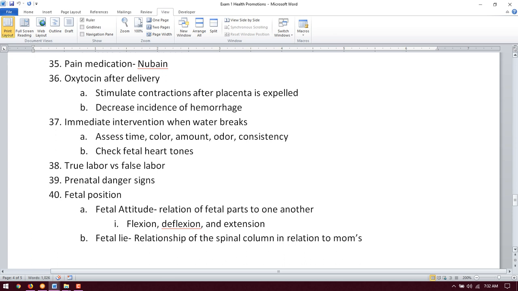epidural. Review the pain medications, the Nubains, the Stadols, the fentanyl. Know when to give it. Remember last night I said that you do not want to give Nubain anytime after 8 centimeters, 8-9 centimeters, just because it'll cross into the baby, and you'll see a lot of respiratory distress in the baby.